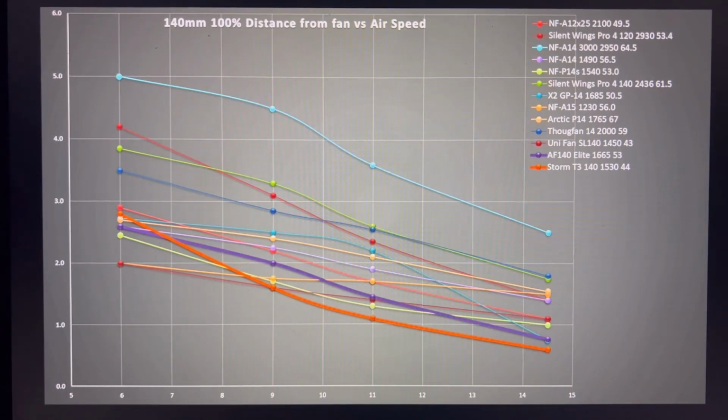Again, you shouldn't be running your case fans at 100% RPM. It means that something is dramatically overheating inside your computer. But looking at the data, these fans I would not recommend, period, end of story, as case fans.